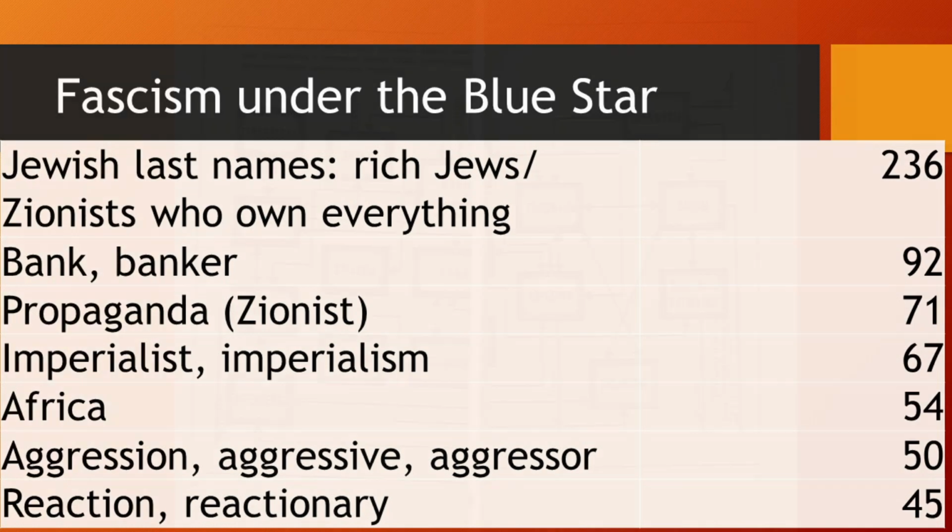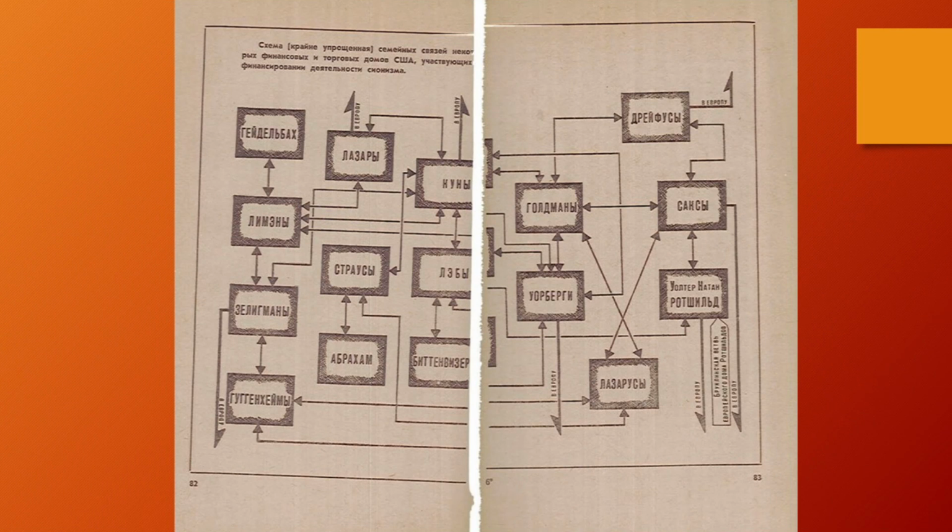And here's a picture that he presents in the book. This makes me think of David Miller's scheme, right? The names that you have in these little squares are all Jewish names, but they're not Jews, they're Zionists. So why is he talking about them? Again, it's Rothschilds, it's Strausses, Abrahams, all of them.